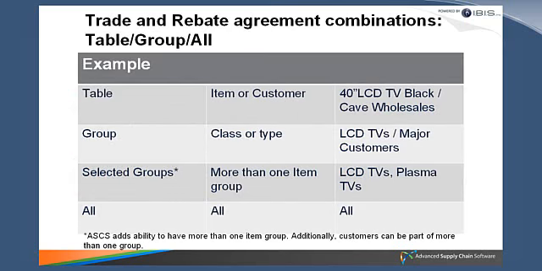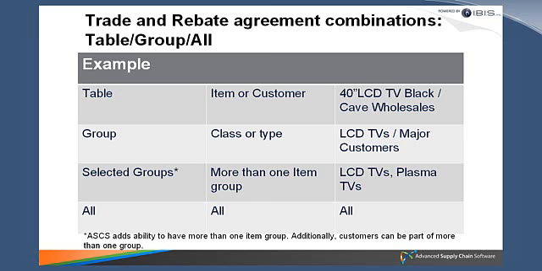So it's important to understand how pricing is handled in AX at the trade agreement and rebate agreement level. It's got what we call in the industry the table group all relationship. So I can basically take a table level relationship, an individual item or an individual customer, and relate it to perhaps a group. So I might have a single item related to a group of customers, or a group of items related to a single customer, or perhaps all items will have a particular discount for a group of customers, that sort of thing.